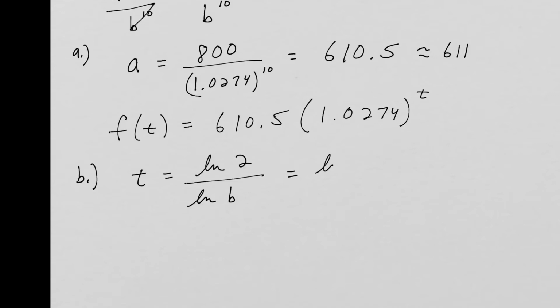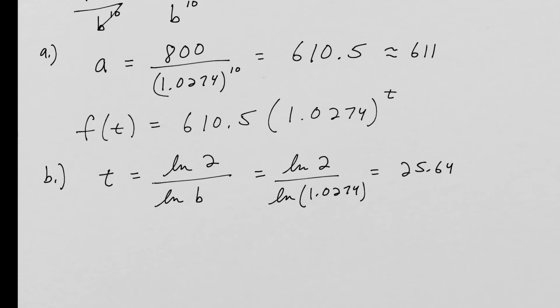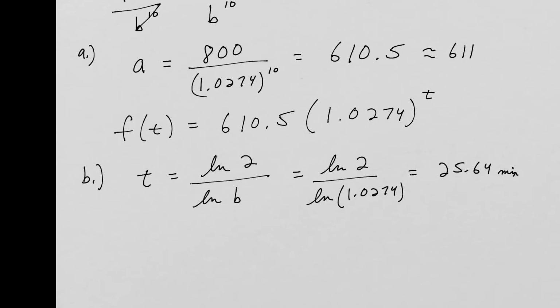So I'm going to have natural log of 2 divided by natural log of 1.0274. And if you work that out, it's around 25.64 minutes. And then this has units of minutes. So that would be the time it takes the bacteria to double, right? To go from 610 to double that, which is 1221, I guess, in this case, right? 1221.